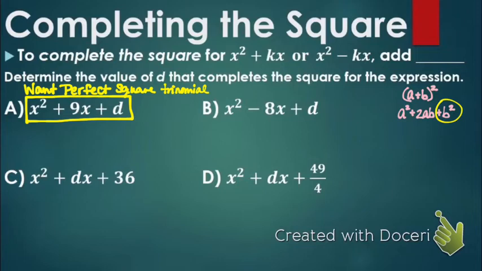I need a different color. Take that middle term, 9x. I'm going to divide that by 2x so that my x's cancel out. So now I have 9 over 2. This is b. And on the end, I need b squared, so I need to take that and I need to square it.